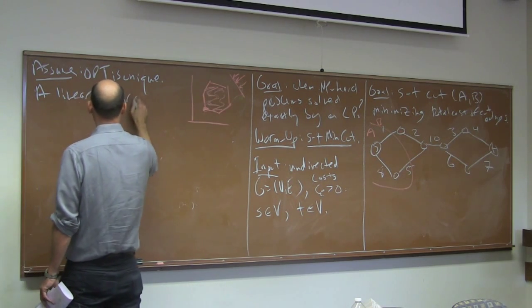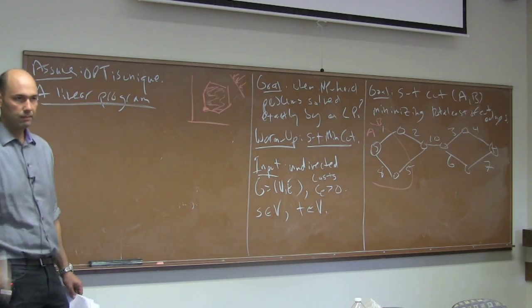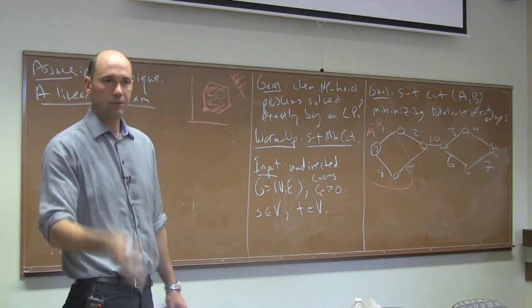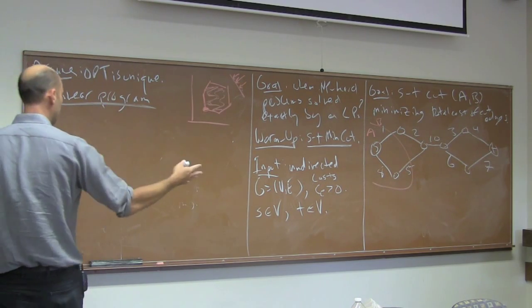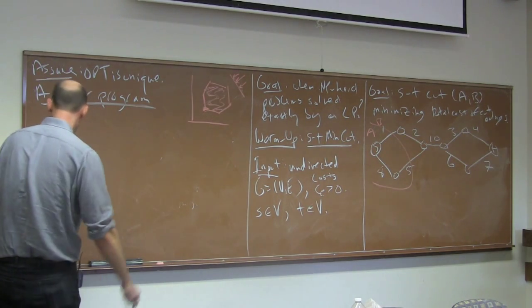The way you specify a linear program is first you say what your variables are, your decision variables. Then you say what your objective function is, which should be linear in the variables, and what your constraints are, which should also be linear in the variables. Let me show you such a linear program meant to capture minimum cut, or at least a relaxation of minimum cut.